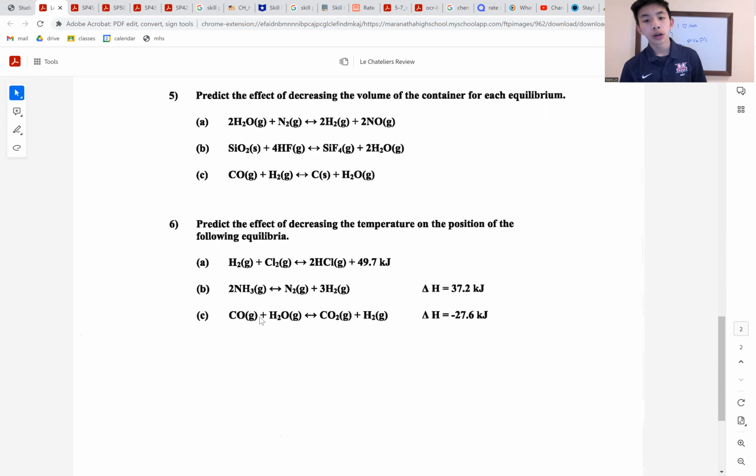So for B, since this is 37.2, but the enthalpy is required, it's endothermic. So if it's required, it's going to be on the reactant side. If you decrease the temperature on the reactant side, it will still go to the reactant side. So that will be reverse. For C, since this is exothermic, negative 27.6 is releasing it. It'll be on the product side. So you decrease something on the product side, that will be forward because it'll go to the same side.